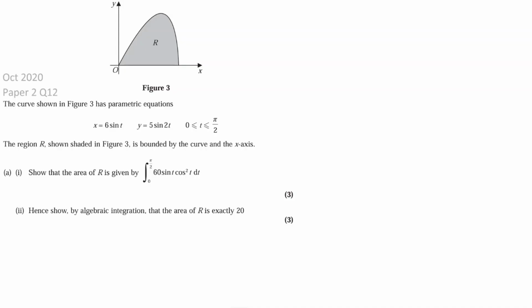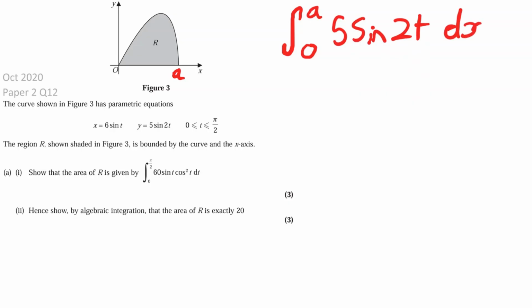Okay, so let's set up the initial integral. So it's going to be the integral between, we can see the lower limit is 0 as it starts at the origin, and the upper limit is this x-intercept, this root. Now we don't know what this is, we're not given it, so at the moment we're just going to call this a. So we'll say that the upper limit is a, and then y is this 5 sin of 2t, and then at the moment it's dx.